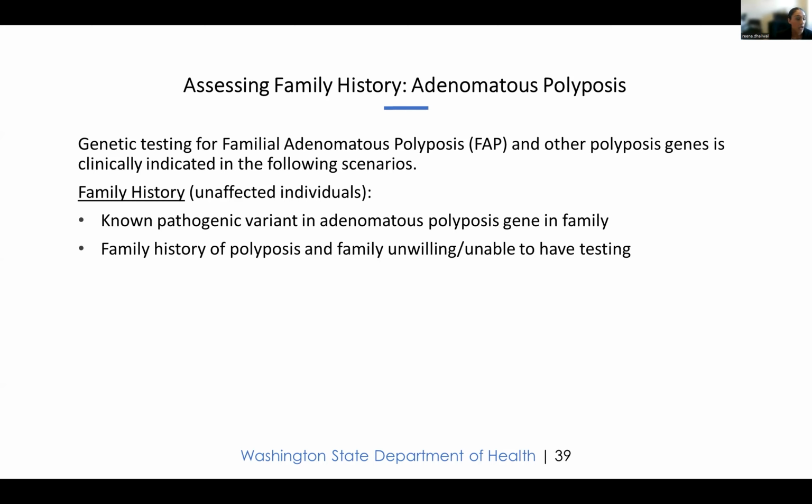Now for unaffected individuals, looking only at family history: if there's a known pathogenic variant in the APC gene or in the MUTYH gene, or if there's a family history of significant polyposis and that family member is either deceased or not willing to have testing, genetic testing can be indicated in those situations as well.